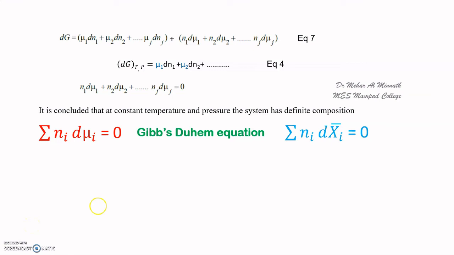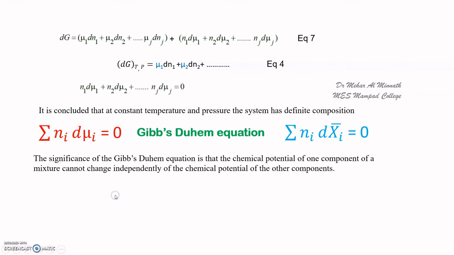So the significance of this Gibbs-Duhem equation, with respect to chemical potential, is that the chemical potential of one component of a mixture cannot change independently of the chemical potential of the other component. That means, say if you have two components A and B, then the chemical potential of A cannot change on its own. It cannot change independently. If A changes, then automatically the chemical potential of B also changes. That is what this means.